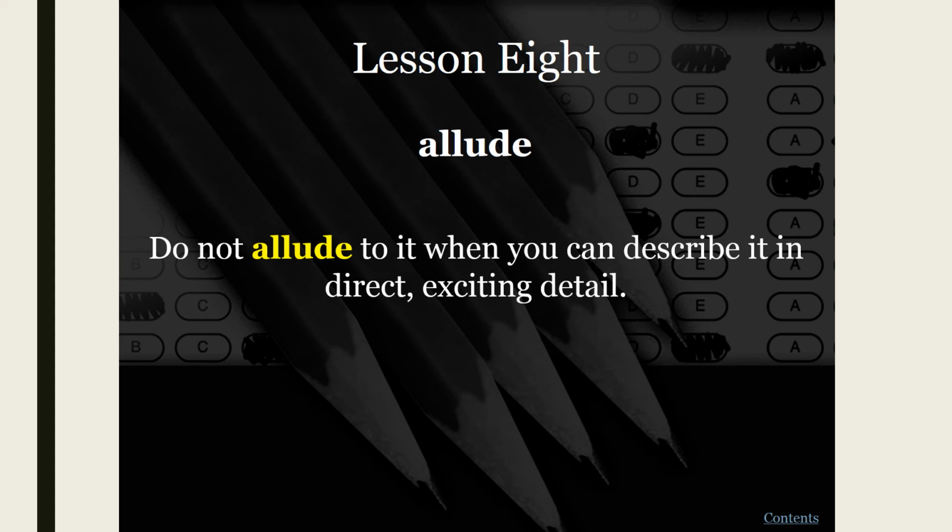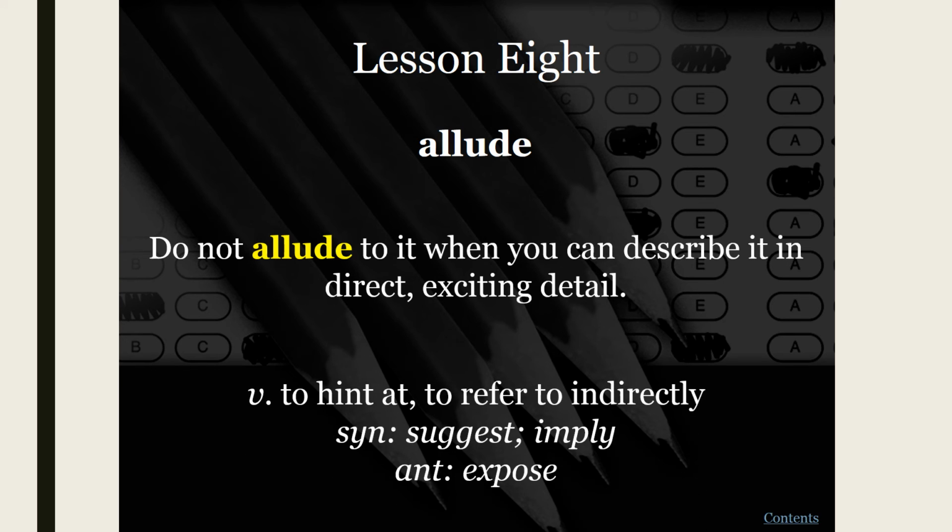So this is the opposite context clue strategy. Okay, when you are alluding to something, you are not being clear. You're not describing it exactly how it is. Instead, again, a verb, you're hinting at it. You're referring to it indirectly rather than coming straight out and saying exactly what it is. You're suggesting, you're implying, but again, you're not being clear. The opposite would be to expose, because when you expose something, then everything is out in the open.